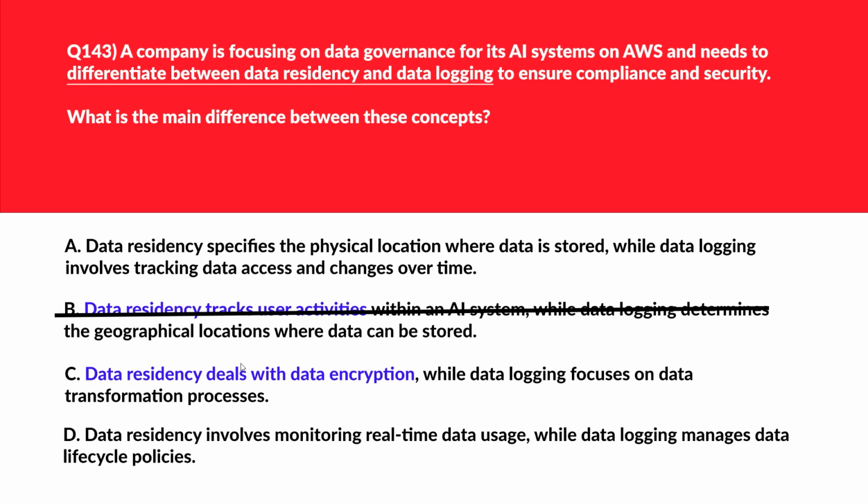So that's how the approach is required. It will save you a lot of time in arriving at the correct or incorrect answer. So if we read here, data residency deals with data encryption. Data residency is all about location. Residency, the English synonym, means we know about resident or the home or kind of location, right? And encryption is something else, right? So this is again incorrect. We'll eliminate this. Let's now move to option D.